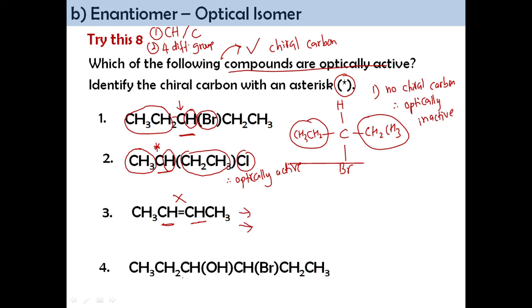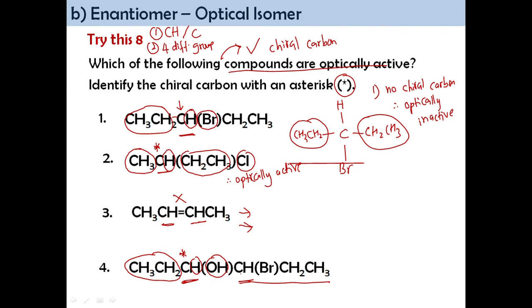Okay, what about compound number 4? Cari CH ataupun CH2 ataupun C. Okay, ini ada CH. Ini pun ada CH. Okay, ada 2. So, kalau saya pergi carbon yang pertama, dia bonded dengan CH3CH2, hydrogen, OH and the whole of this group. Jadi dia ada chiral carbon.